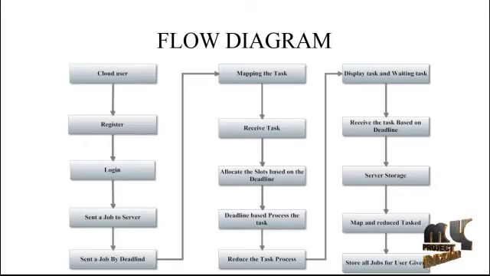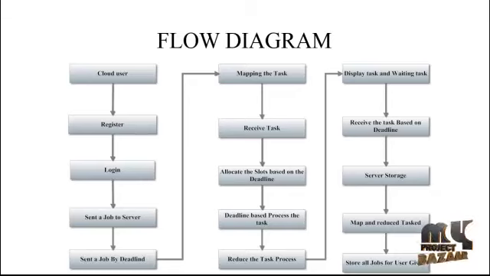Mapping the task. Mapping receives the task and allocates the slots based on the deadlines. The slots determine which files are assigned priority based on the deadlines. The deadlines are the priority of the jobs. Deadline-based processing of the task is then used in the reduce task process. The reduce task process displays which tasks will be running and which tasks will be waiting in the process. The slots will be running at the same time.